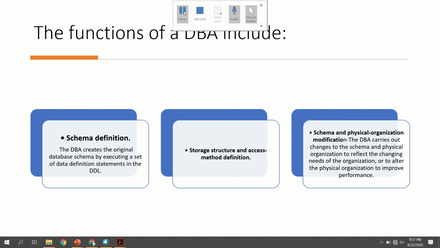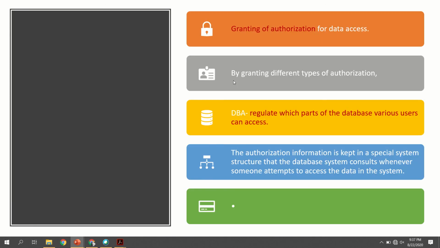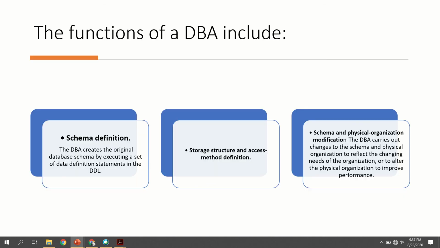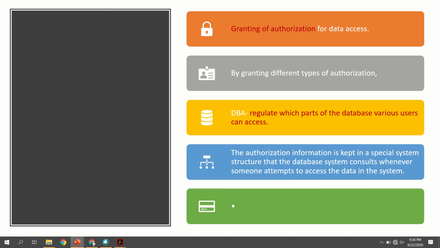He has to do certain improvements in order to improve the performance of the existing system. That is also the task of the database administrator. So mainly the functions of the DBA are schema definition, that is defining the structure of the database. Then the storage structure, how to store the data, or access method, how to access. This will be defined by the DBA. Then modification to the existing organization or existing system will also be done by the DBA.